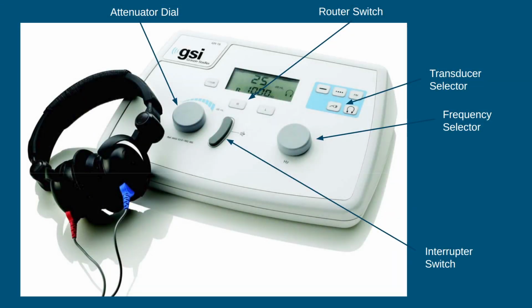This is an example of a screening audiometer and different functions on the screening audiometer. You have the attenuator dial on the far left. You have that router switch for right and left ear on the top. You have the transducer selector indicated by that button that the arrow is pointed to. Frequency selector labeled in hertz. And the interrupter switch, which is that big dark gray button in the middle with a loudspeaker icon next to it.